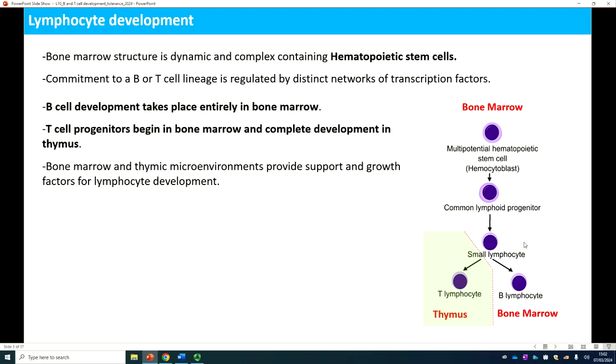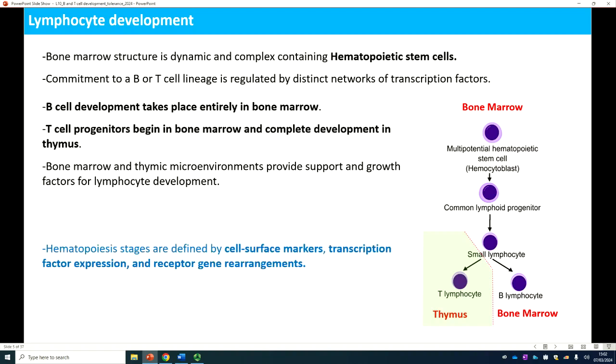And it's this microenvironment that is provided in both the bone marrow, but also the thymus, that is really helping to support the growth, but also that lymphocyte development. So the microenvironment is playing a key role in the development of these cells. And the different stages of development of these cells through hematopoiesis can be quite easily defined by looking at specific cell surface markers, but also the expression of particular transcription factors. But in addition to that, the rearrangement of either the B cell or the T cell receptor. So looking at all of those can give you a good indication as to what stage the cells are at in their development.